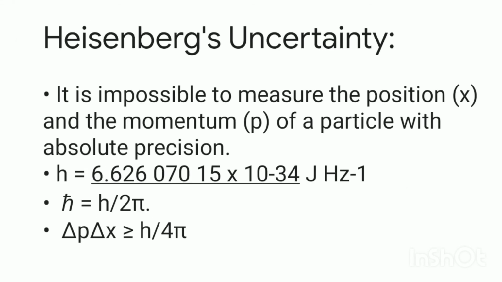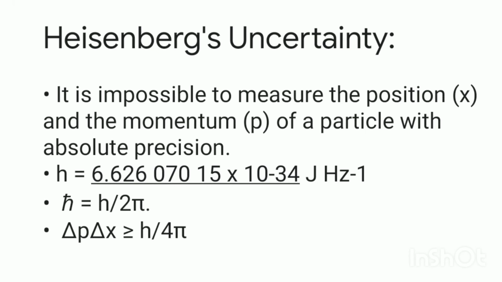Heisenberg's uncertainty principle states that it is impossible to measure the position and momentum of a particle with absolute precision, which literally means we cannot measure the position and momentum at the same time. If we measure the momentum, we cannot measure the position. If we measure the position, we cannot measure the momentum at a single instant of time.